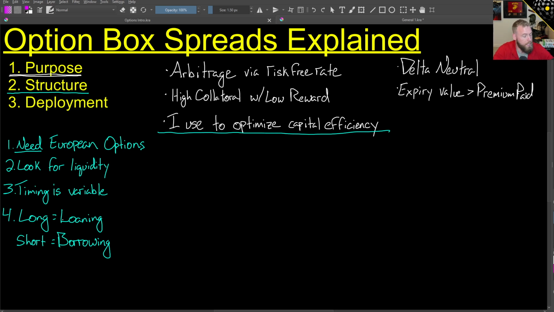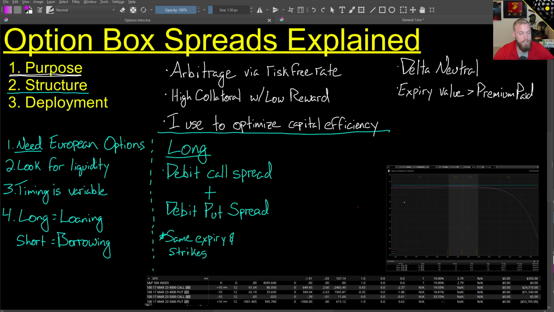for the other trade. Now, one last note is if you are long the box spread or long the box, you are loaning money, meaning you're paying money, but going to get more back at expiration. And if you're short the box spread, it means you're borrowing money. You're going to get money up front, but then you're going to have to pay back the principal and then the interest at the end of the trade come expiration.